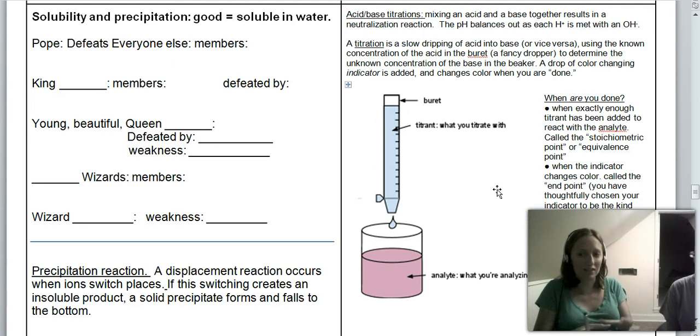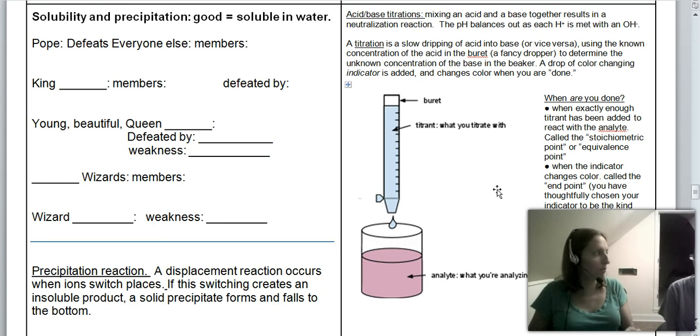You need to get some indicator and put it into your analyte so that when the amounts are equal, the color changes. Because otherwise you're just like drip, drip, drip. Am I done? I don't know. This way you go drip, drip, drip. I know I will be done when it turns blue because I chose an indicator that would turn blue when the pH was 7, and when the pH is 7, that's when it's neutralized. That point is called the end point. That is when you should end.